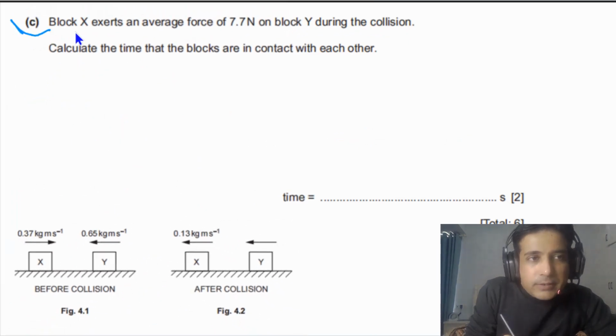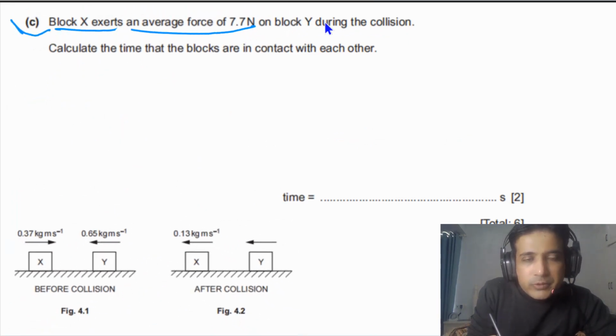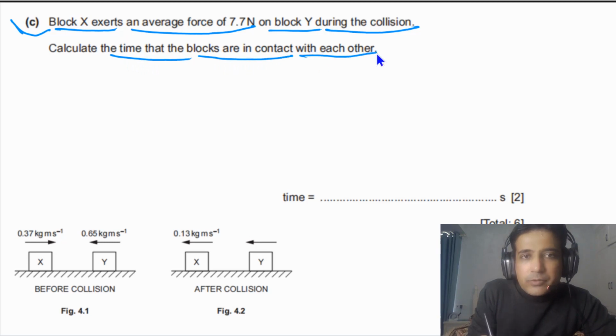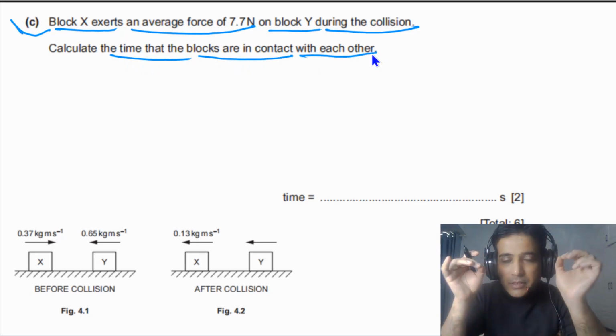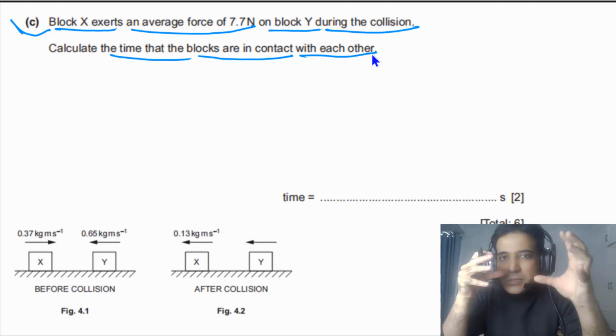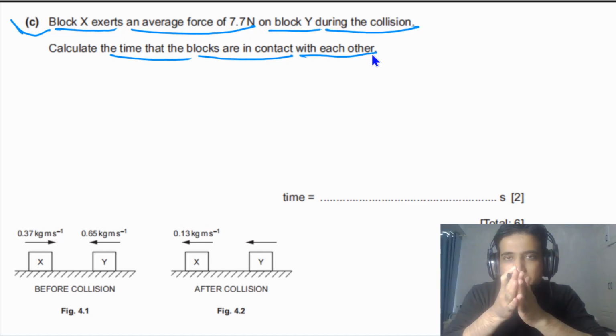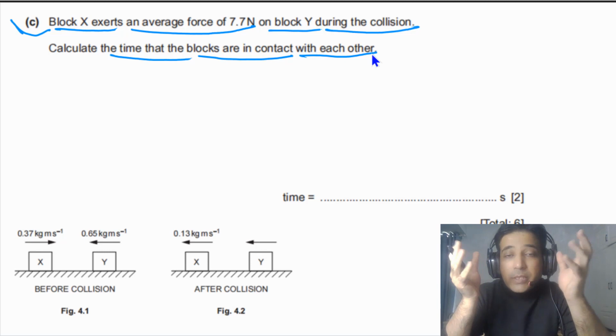For part C, it is given to us that block X exerts an average force of 7.7 newtons on block Y during the collision. Calculate the time that the blocks are in contact with each other. It's a beautiful question and also a straightforward question. Why it is beautiful is because the question is asking you to calculate how much time they will spend with each other when they exert force on each other.